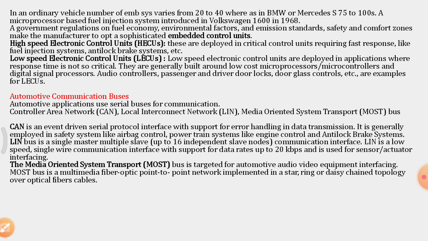The Media Oriented System Transport, MOST bus, is targeted at automotive audio and video equipment, so basically for entertainment, audio and video equipment interfacing. The MOST bus is a multimedia, fiber optic, point-to-point network implemented in a star, ring, or daisy-chained topology using optical fiber cables.